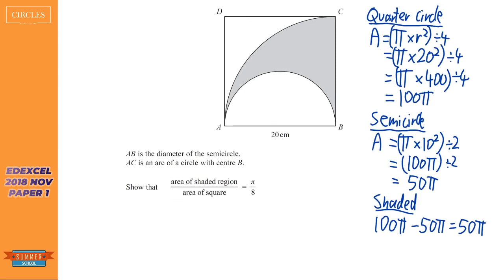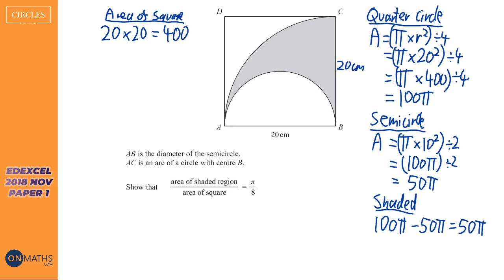Okay, next we need to work out the area of the square. I'll do it over here. So area of square. So I'm just showing the examiner what it is that I'm doing at all times. And the area of the square is just going to be 20 times 20. Because if this is the radius of the quarter circle, then this will be the same radius, and the fact it's a square, so it will always be 20 by 20. So that's going to be 400 because we've already worked that out.